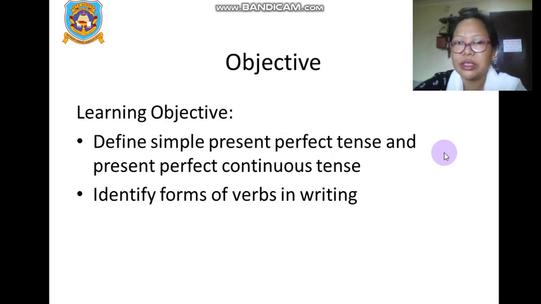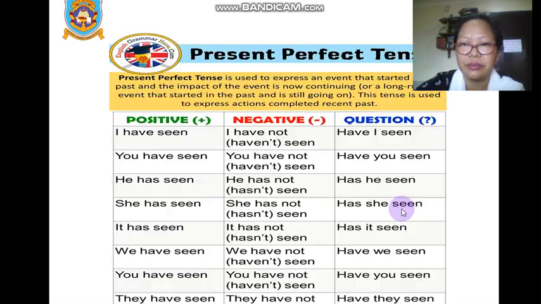Our learning objective would be to define simple present tense, present perfect tense, and present perfect continuous tense, and identify the forms of verbs in writing, the forms of verbs in present perfect tense and present perfect continuous tense.